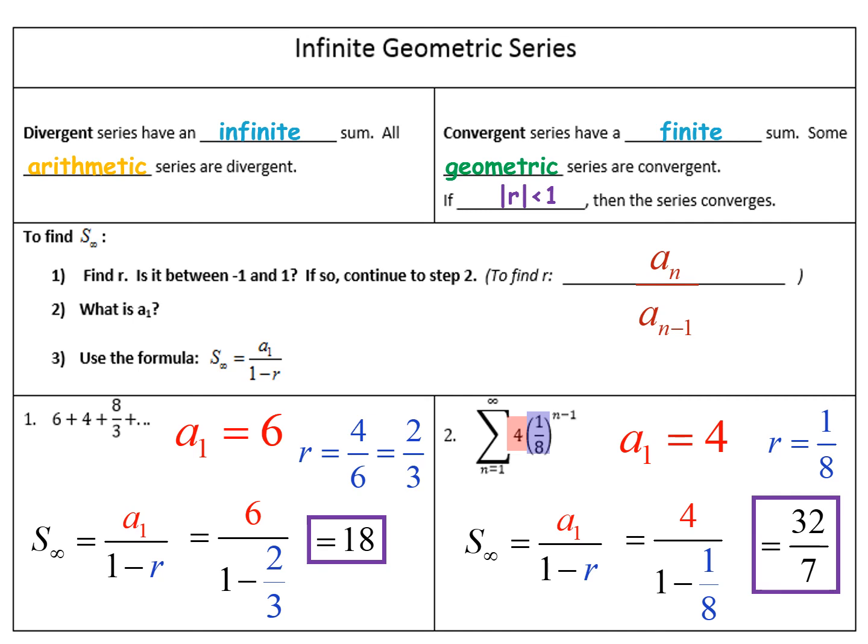32/7. So no matter how many times, if we were to go from n equals 1 to n equals 100, it's going to get very close to 32/7. If we do it to 1,000, 1 to 1,000, it's going to get very close to 32/7. And this is your infinite geometric series.